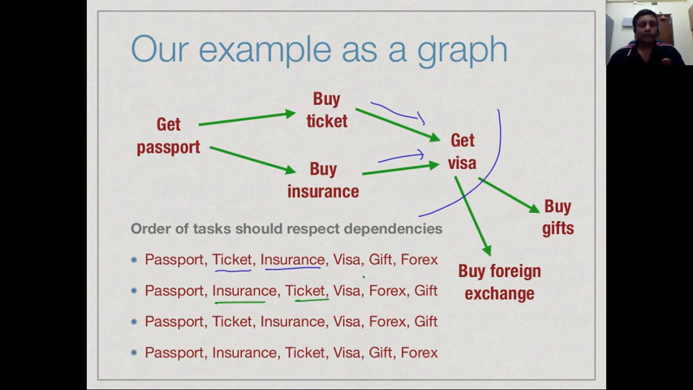On the other hand, for a visa, you need both. So visa must come after both ticket and insurance. But again, having done the visa, there is no constraint between buying the foreign exchange and buying gifts. So you could do the foreign exchange before the gift or the gift before the foreign exchange. So in this particular example, there are 2 possible ways of reordering the ticket and the insurance, and 2 possible ways of reordering the gifts and the foreign exchange. So overall, there are 4 different sequences which are compatible with these constraints.